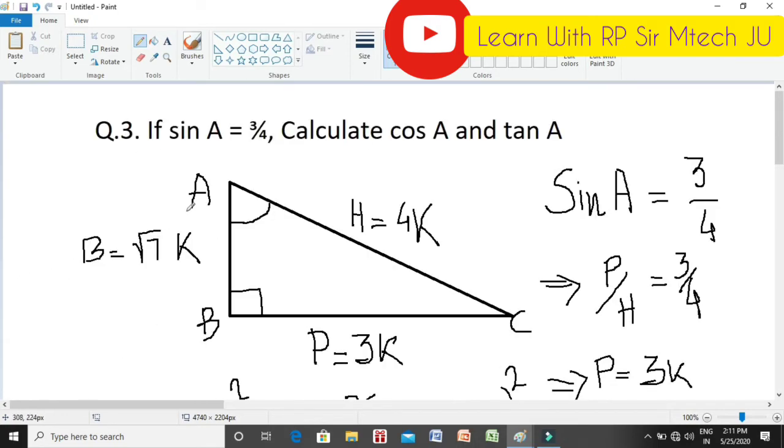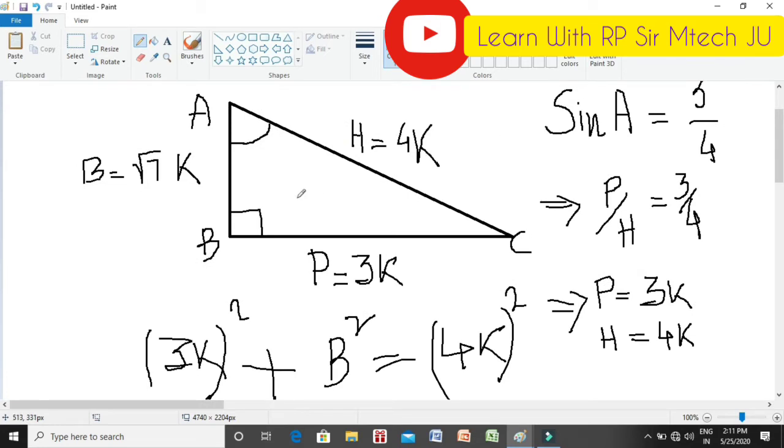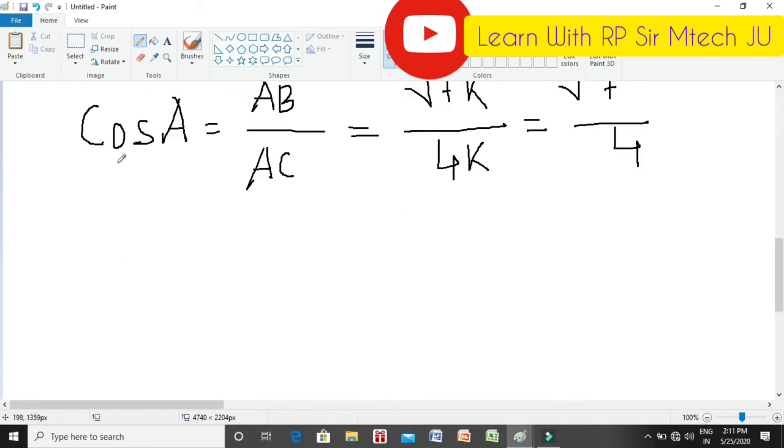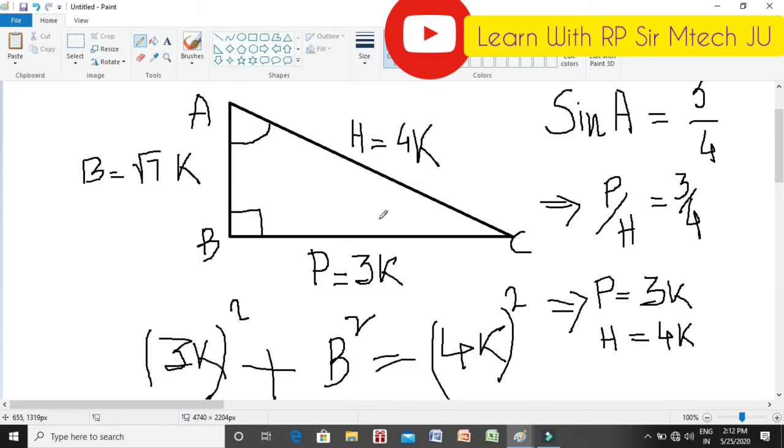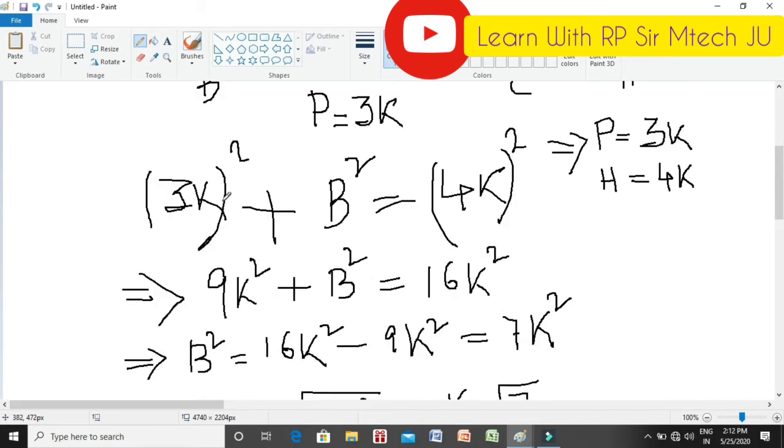So this is the answer to the first one, and the second one is tan A. Tan A is something we know as perpendicular by base, so that will be BC by AB. So tan A will be equal to BC by AB. BC is the perpendicular, that is 3k, and AB is the base, that is k root 7.